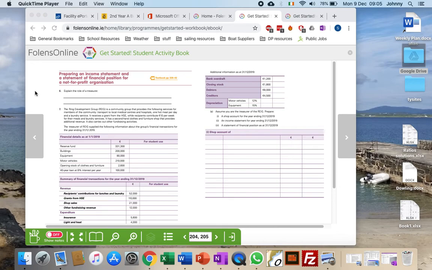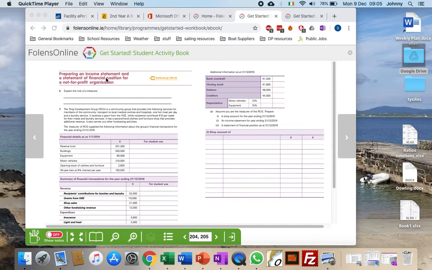Income and expenditure statement for a non-profit organization. So this is a question from the book, from page 204 in your activity book. Now this is a bit like the trading profit and loss that we did before for a business, and finally a balance sheet. So they call it here an income statement.